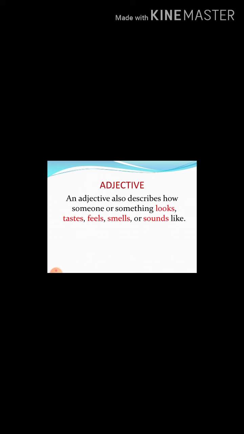Round ball. So, round describes the shape of the ball. One hen and two chicks. So, here one and two describe the number of hen and chicks. So, an adjective also describes how someone or something looks, tastes, feels, smells, or sounds like.